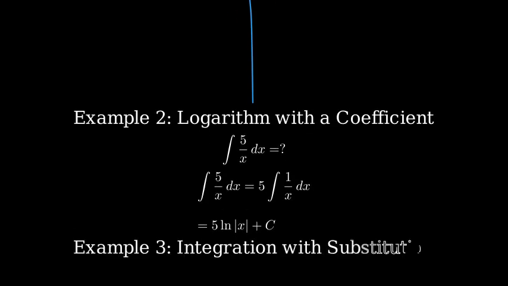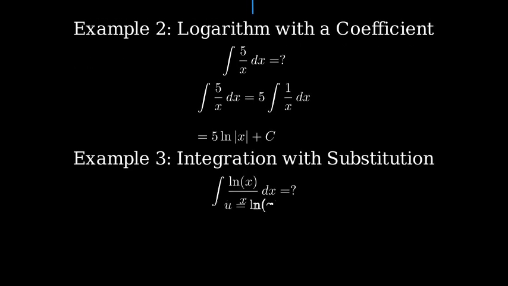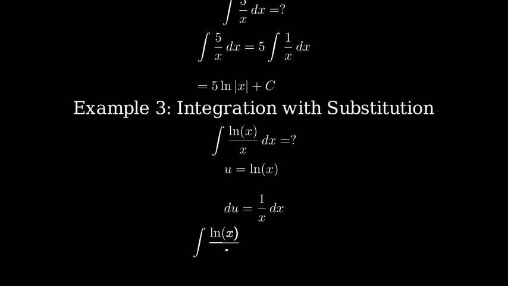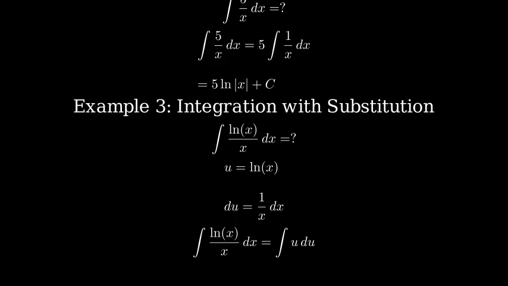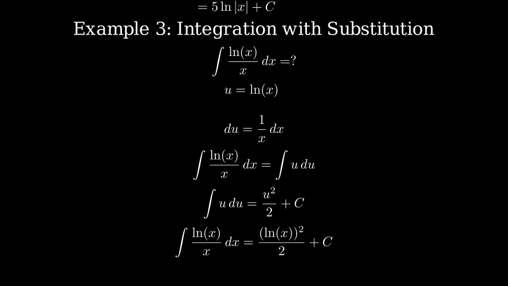Now, let's look at a more complex example involving substitution. Example 3. Find the integral of 1 over x times ln of x dx. This is a bit trickier. Let's use substitution by setting u equals natural logarithm of x. Then du equals 1 over x dx, which means dx equals x du. Substituting into our integral, we get the integral of natural logarithm of x times 1 over x dx, which is the integral of u du. And the integral of u du is u squared over 2 plus c. Substituting back, we get natural logarithm of x squared over 2 plus c.